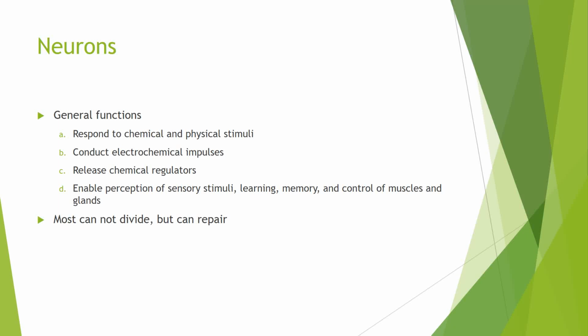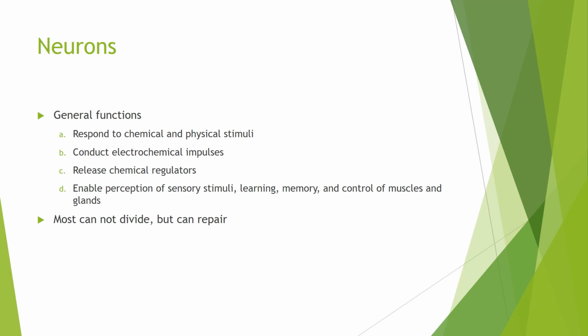of neurons. These respond to chemical and physical stimuli depending on the type of receptor that's associated with them. They also conduct electrochemical impulses in terms of action potentials. They also release different chemical regulators such as neurotransmitters and neuropeptides, and also enable perception of our world in terms of our senses, also are important for learning and memory, and then control of muscle and glands.